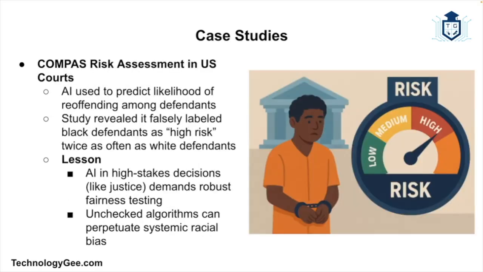Another example is the COMPAS algorithm in the justice system. In the US, a system called COMPAS was used to predict whether criminal defendants would reoffend. It turned out to be twice as likely to falsely flag Black defendants as high risk compared to white defendants. So what was the lesson learned from this? Well, high stakes AI needs rigorous fairness testing, especially in sensitive areas like justice and policing.